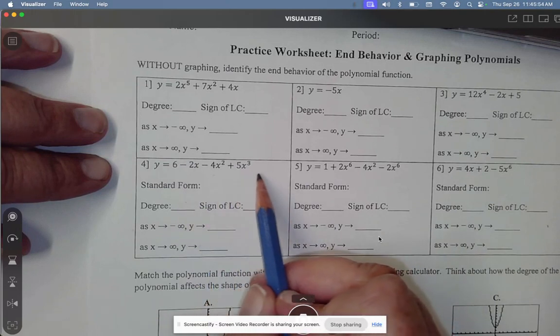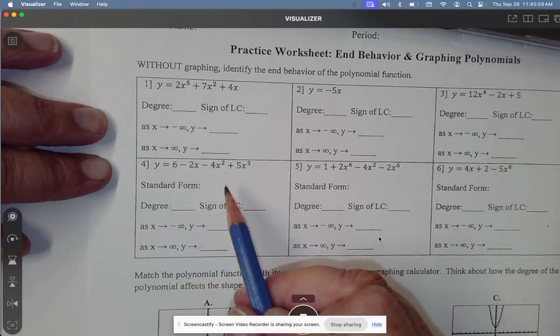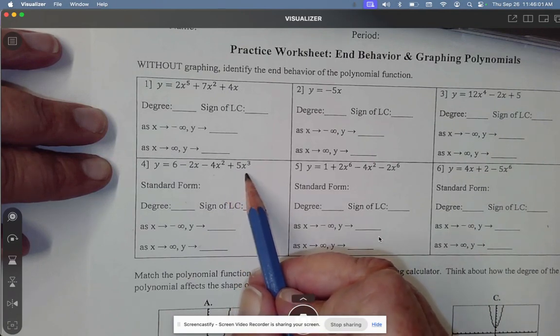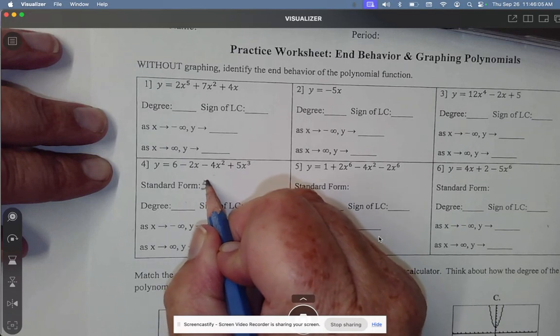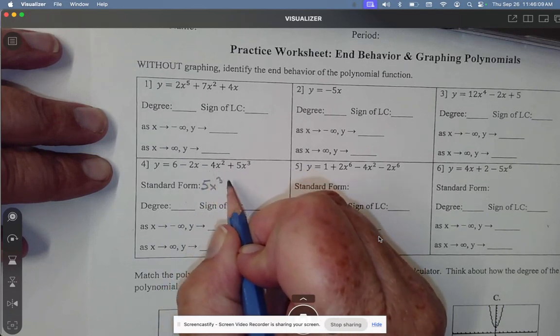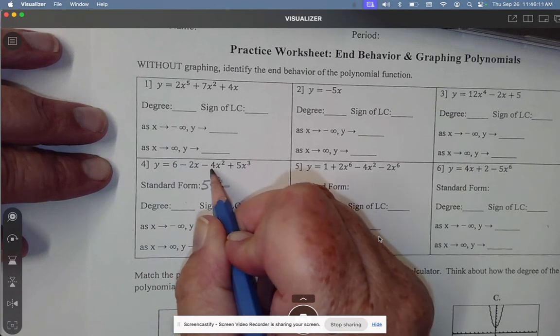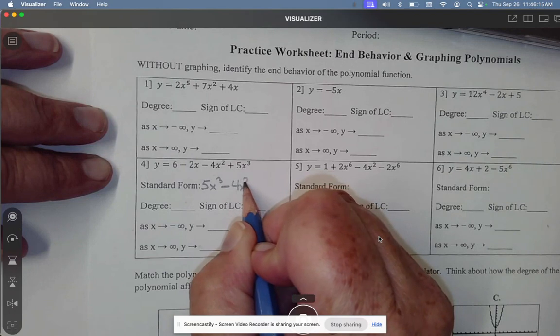That means I have to arrange the terms according to the highest degree to lowest degree. So the highest degree here is this power of 3. So this is going to be 5x to the power of 3. And now I'm going to use the next lowest degree, and that's going to be the x squared, so that's negative 4x to the power of 2.